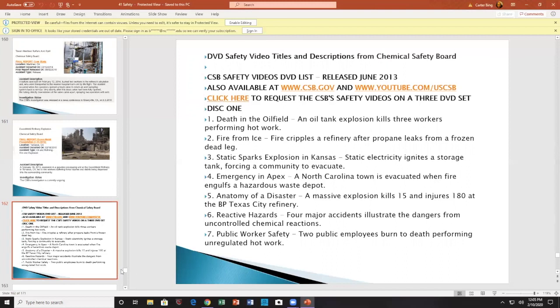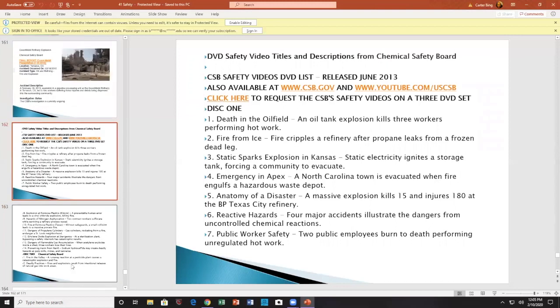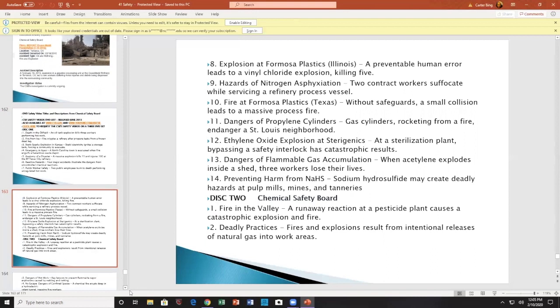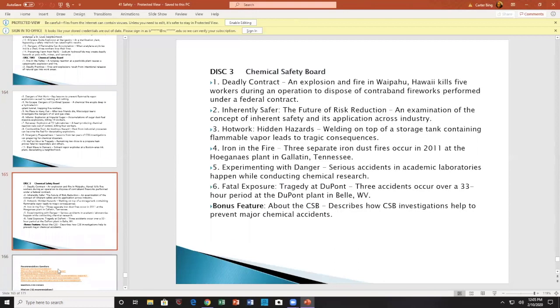Anyway, I don't know how many of these there are. Let's see. Right. Fire in the Valley, runaway reaction, deadly practices. Okay. Hazards of nitrogen fixation. These are after the fact, right? Three accidents occur over a 33-hour period. Wow, I gotta go look at that. Anyway, there's a whole number of these things.